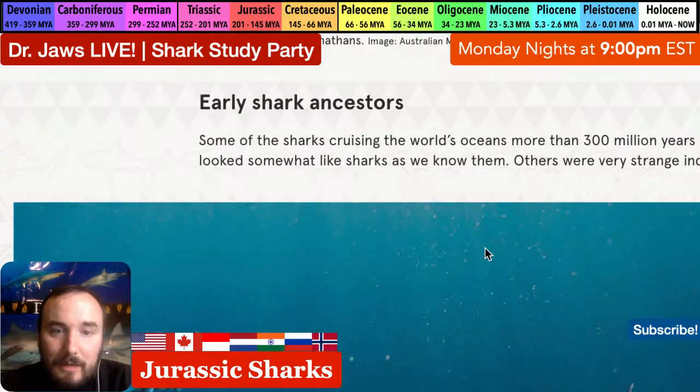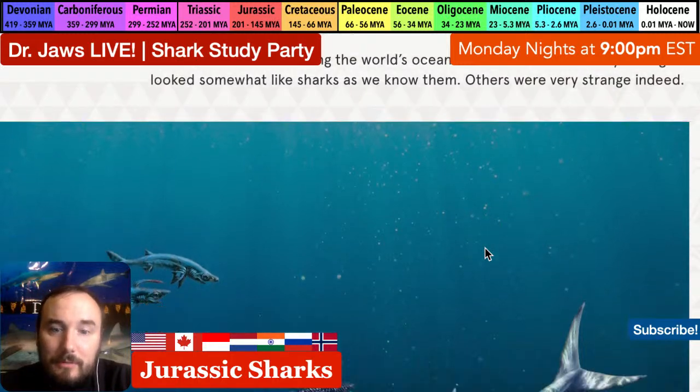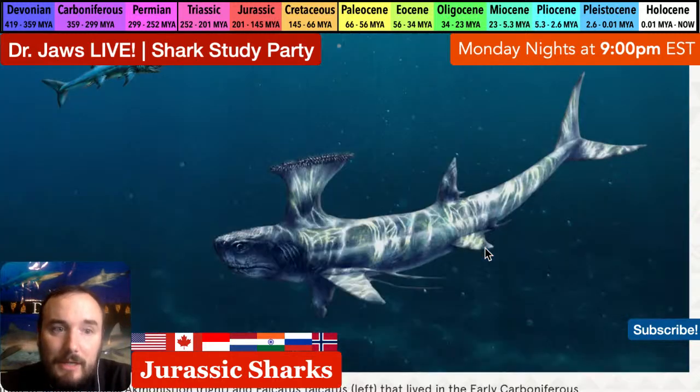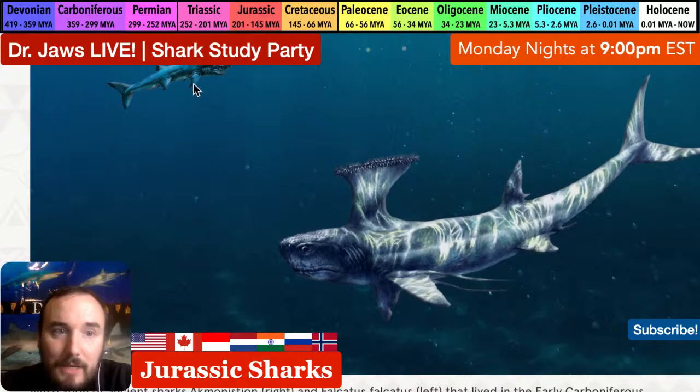Early shark ancestors. Some of the sharks cruising the world's oceans more than 300 million years ago looked somewhat like sharks as we know them. Others were very strange indeed. So we've got Akmonistion on the right, and then Falcatus on the left.